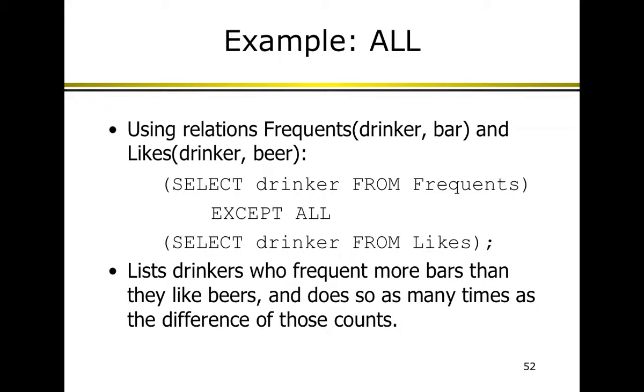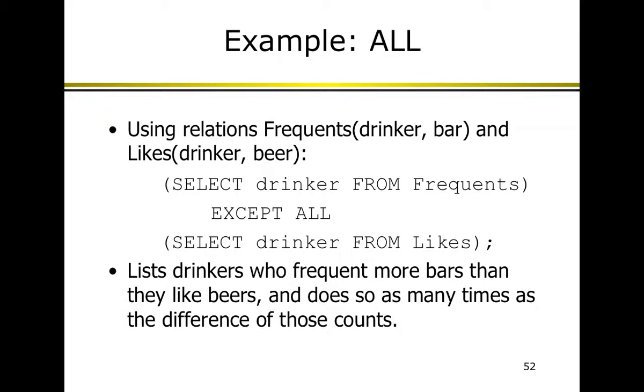Well, here's our all. Because we naturally get a bag, if you use all, union all, intersect all, then, because we naturally get a set, it'll turn it into a bag, which means give us all. So when you use all next to it, we're eliminating the set behavior and putting the duplicates back in. Using the relations Frequents and Likes, this lists the drinkers who frequent more bars than they like beers, and does so as many times as the differences of those counts.